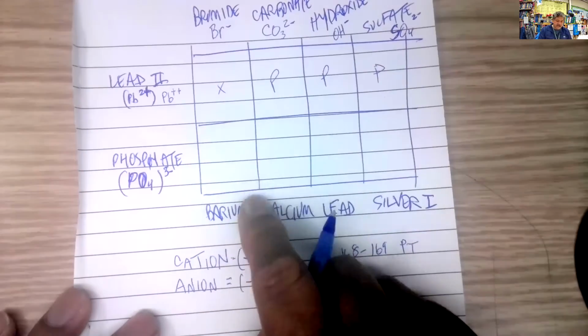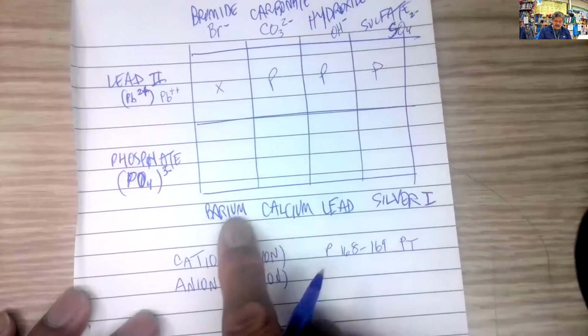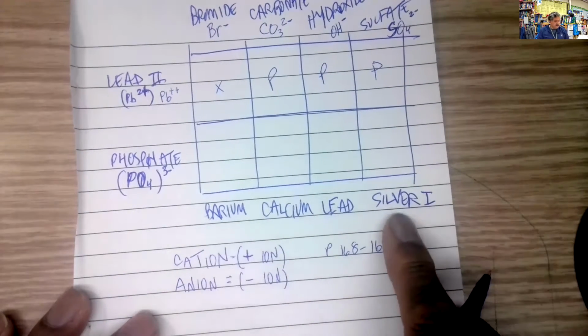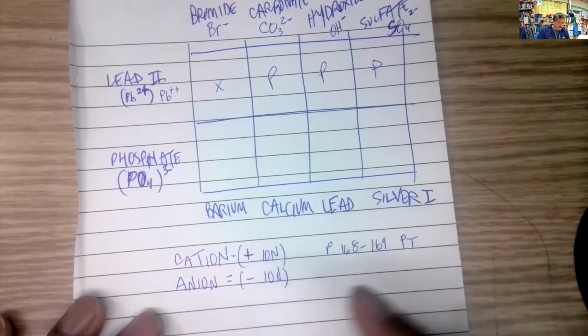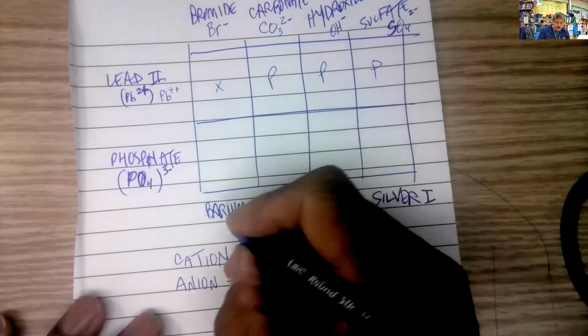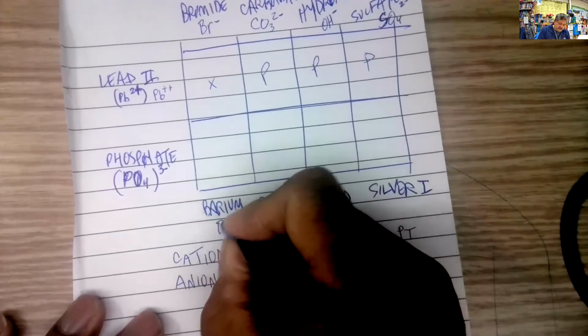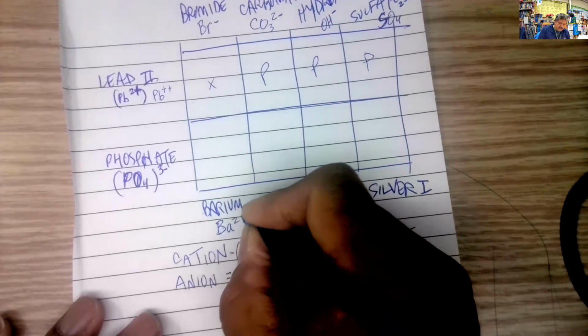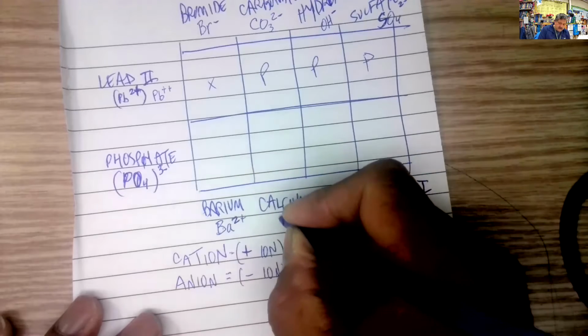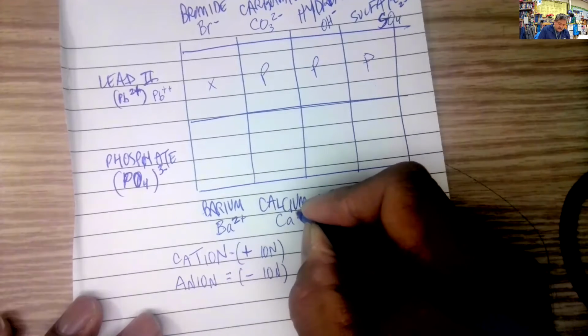And then here you're going to add these, not these guys here, but these guys here. And these are all transition metals, so these guys have a different charge. Barium is in that second row, so it's barium 2 plus. Calcium is in that row also, so calcium is also 2 plus.